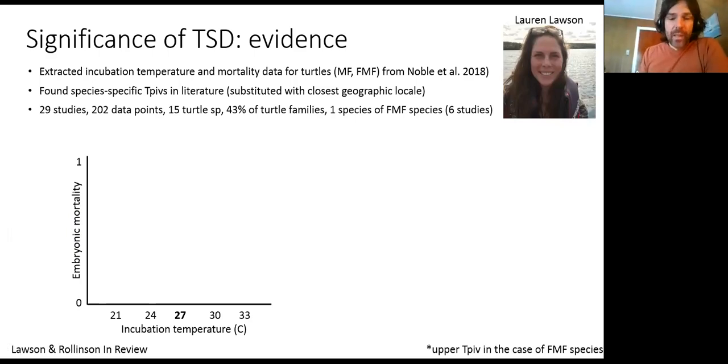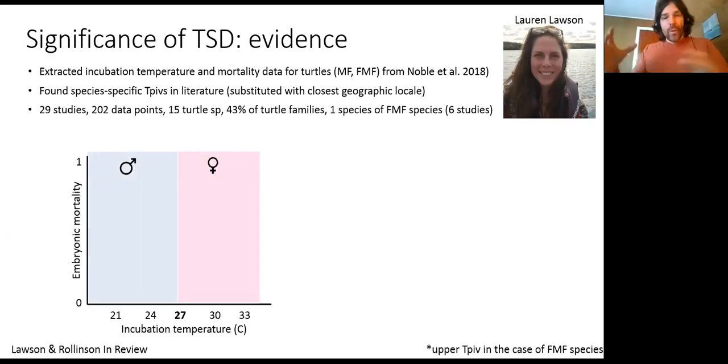So let's assume that 27 degrees Celsius is the pivotal temperature. Above that temperature, we're going to get females, and below that temperature, we're going to get males. Let's just think about MF species for now. So males are produced at cool temperatures and females are produced at warmer temperatures.